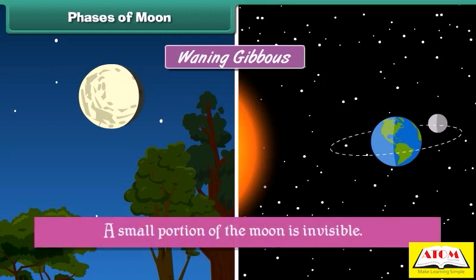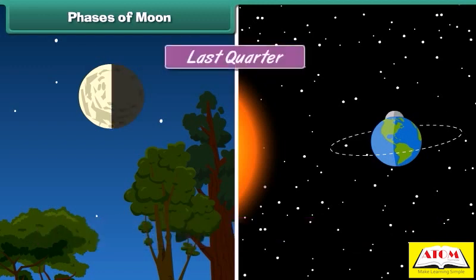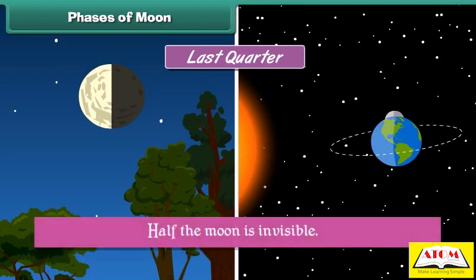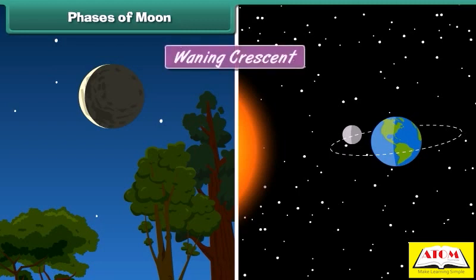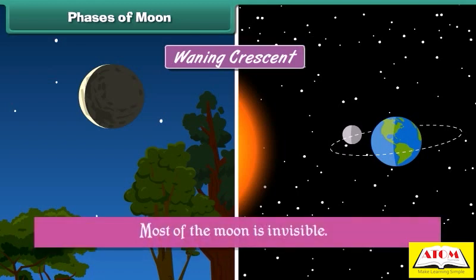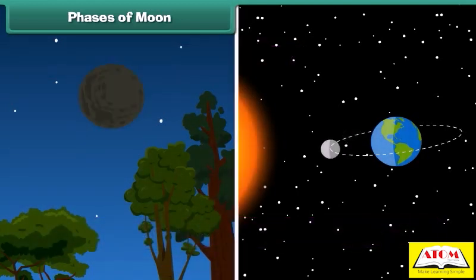A small portion of the Moon is invisible. Last quarter. It is the phase that follows waning gibbous. Half the Moon is invisible. Waning crescent. It is the phase that follows last quarter. Most of the Moon is invisible. After the waning crescent phase, the Moon becomes completely invisible.